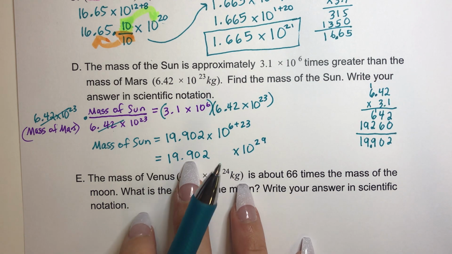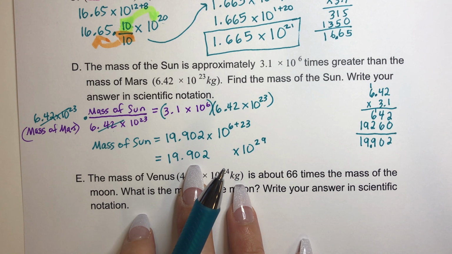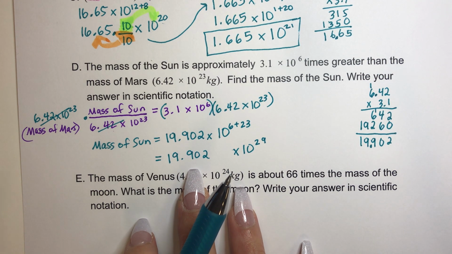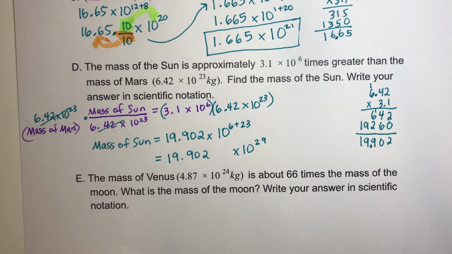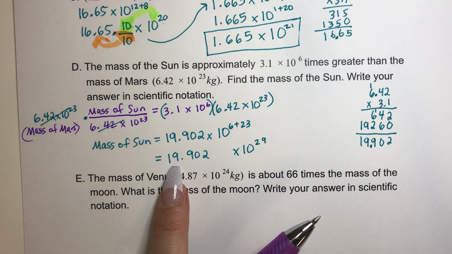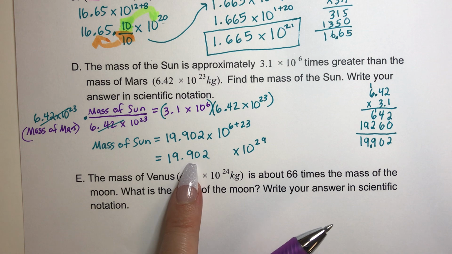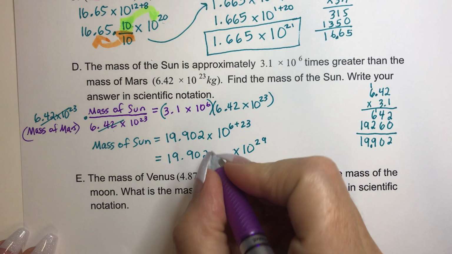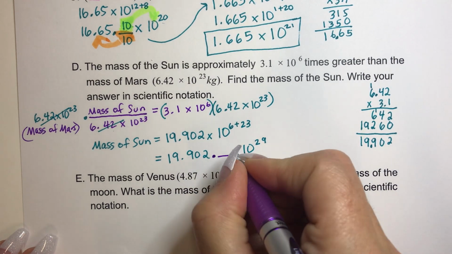The question is, is this number between 1 and 10? And the answer is no, it is not. So we need to make this number bigger or smaller. Well, it's bigger than 10, right? It's 19, so we need to make it smaller. Do we make it smaller by multiplying by 10 or dividing by 10? Well, we make it smaller by dividing by 10.